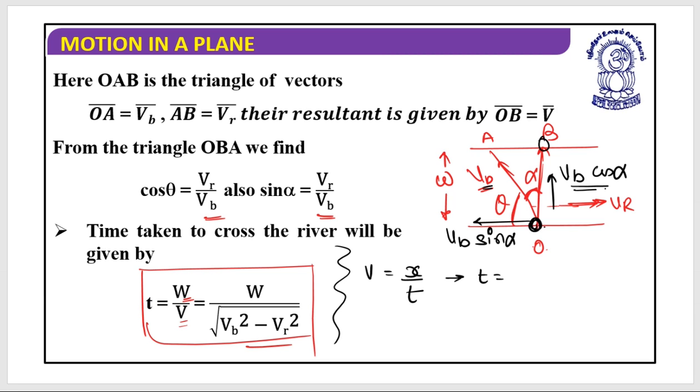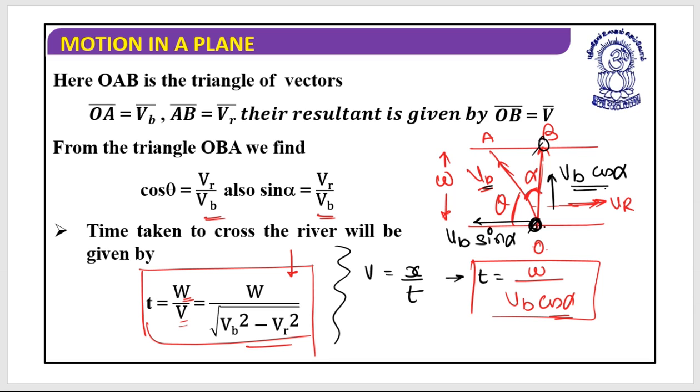Yes, because it is the only vertical speed, and you want a vertical displacement, so the time taken should be equal to the width W divided by VB cos alpha. I hope these things are clear. And if you approach these questions logically, then there is no need to remember this. So T is equal to W by VB cos alpha.